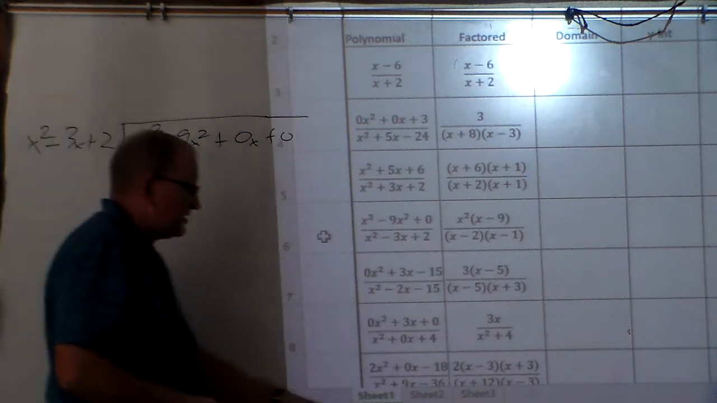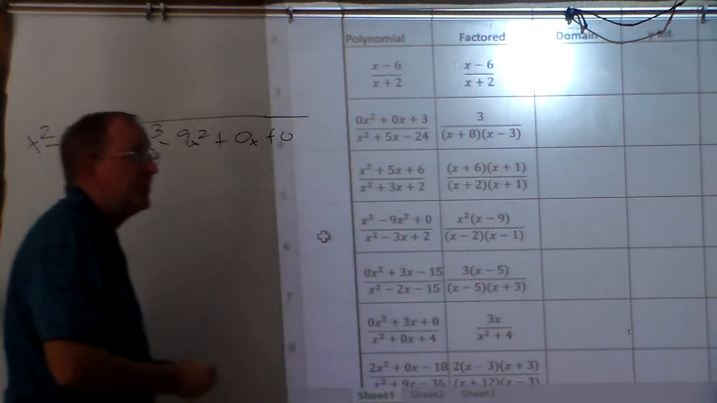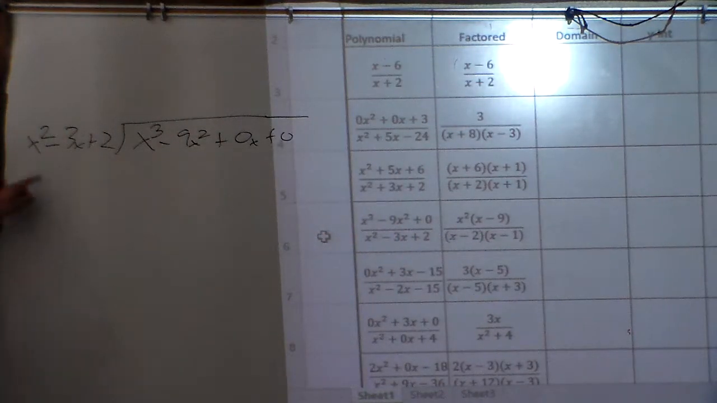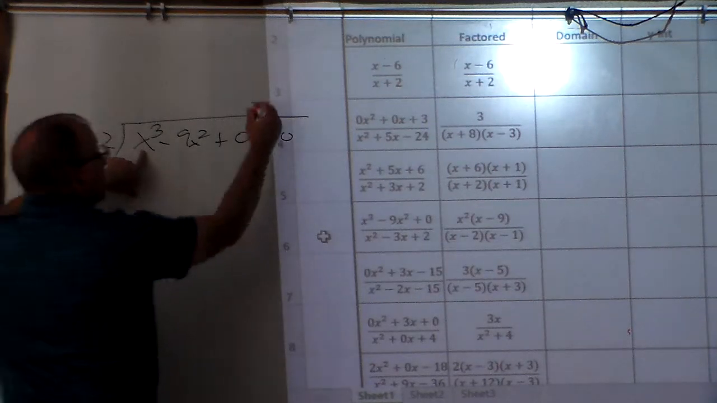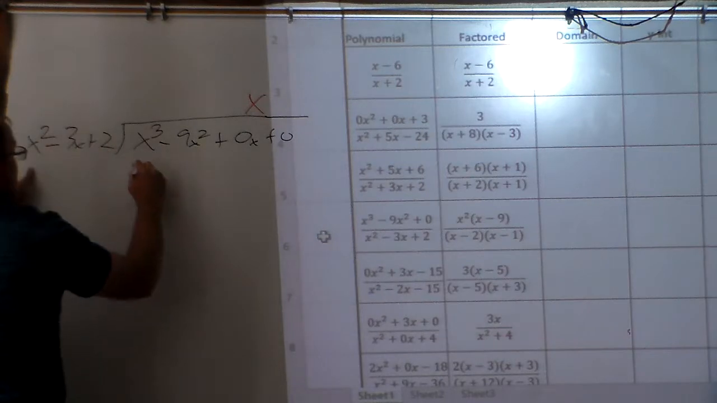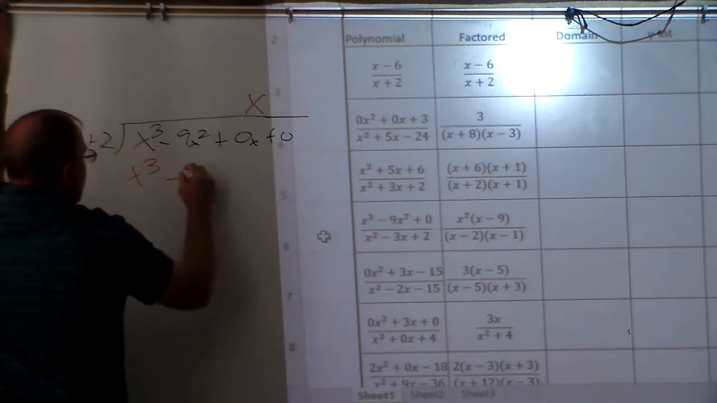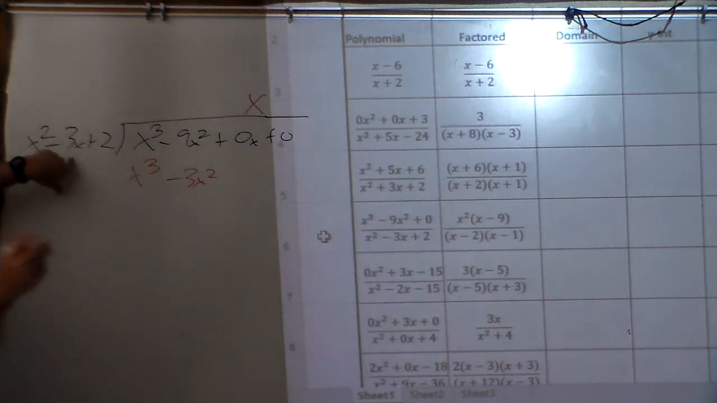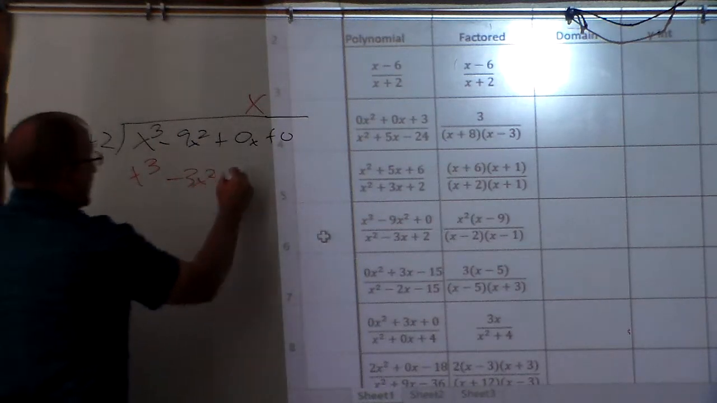So what I'm going to do is this. Ask myself this. I need to do this every time on these. What do I multiply by x squared to get x cubed? X. I'm going to put it above the x column. It is just 1x. So take x times this, which would be x cubed. That makes that minus 3x squared. And x times 2 makes it 2x.